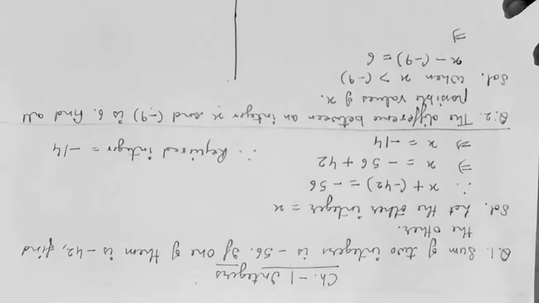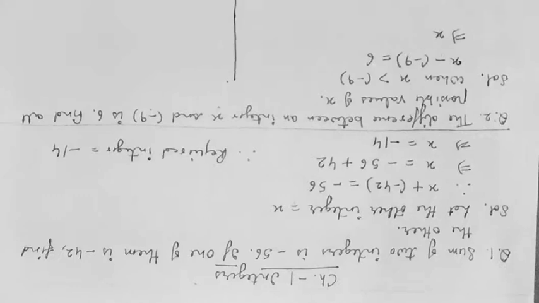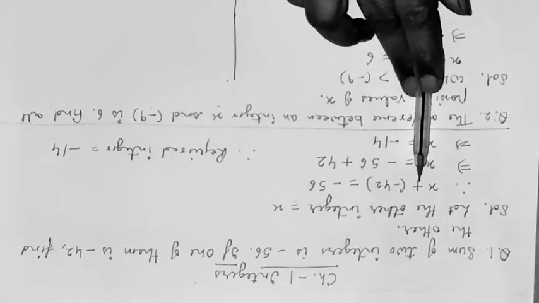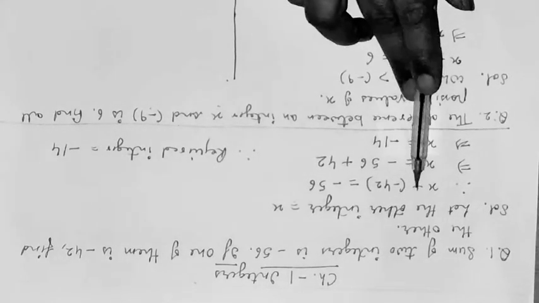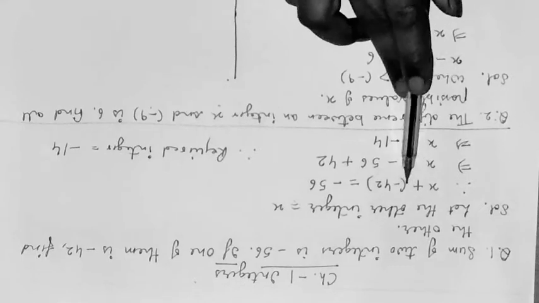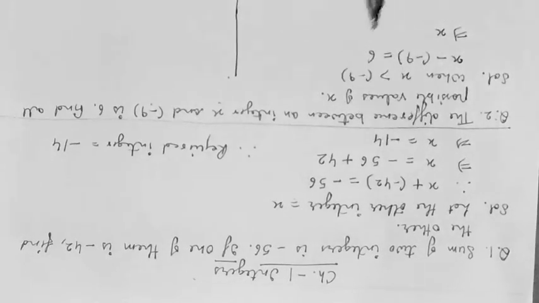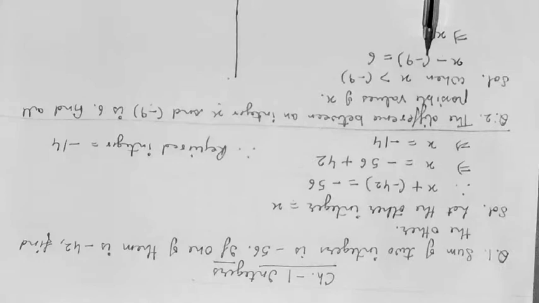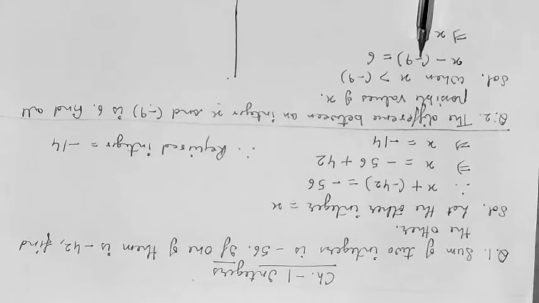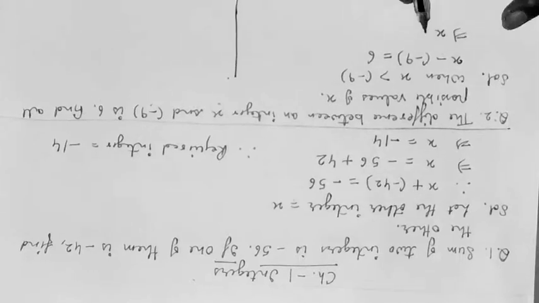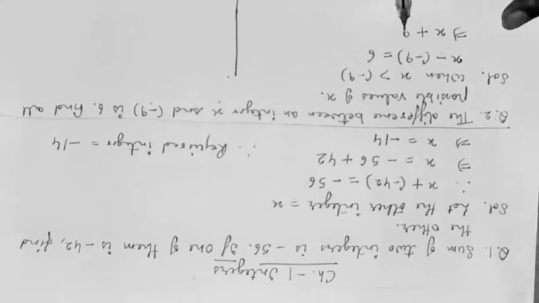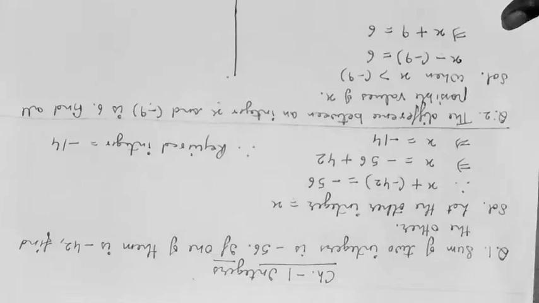Now we have to solve it to find the value. Now class, in the previous question, outside the bracket we had a positive sign, so there was no need to change the sign inside the bracket. Here, outside the bracket we have a minus sign, so the sign inside the bracket will change. So this minus will become plus. So x plus 9 equal to 6.